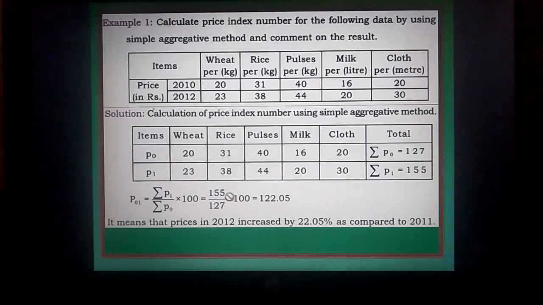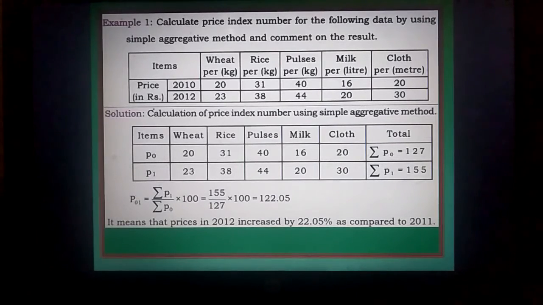So substitute those: 155 divided by 127 multiplied by 100, which gives 122.05. In the question it is given, comment on the result. In what way is it to be commented? The final answer, whatever we have got in the form of index number, the conclusion has to be written for it, whether it is an increment or decrement in the current year as compared to the base year.